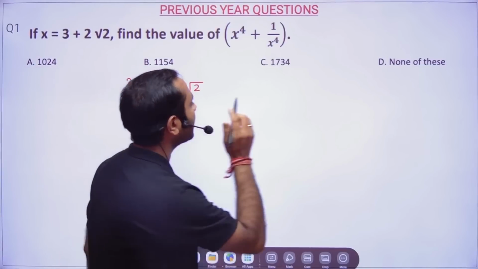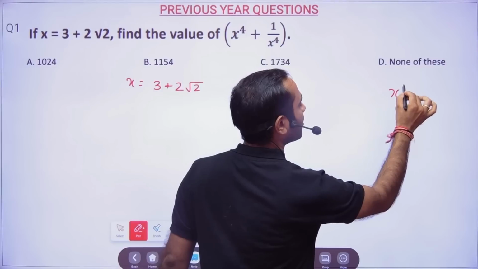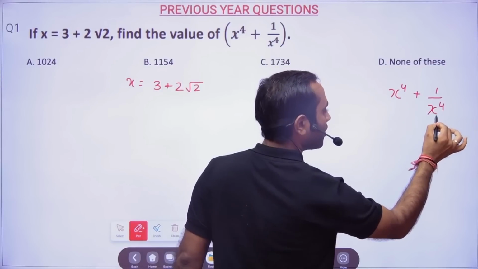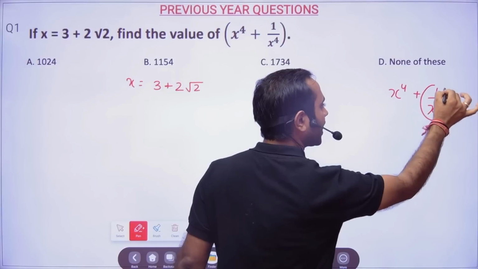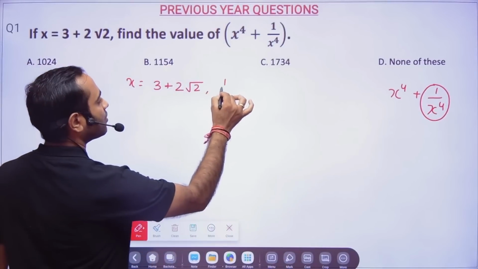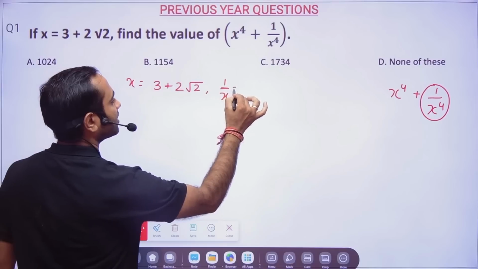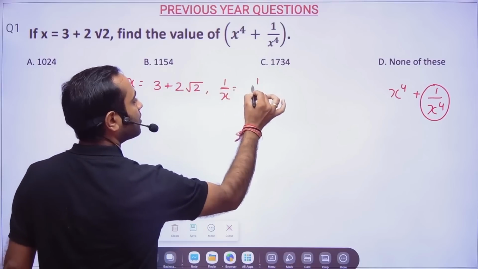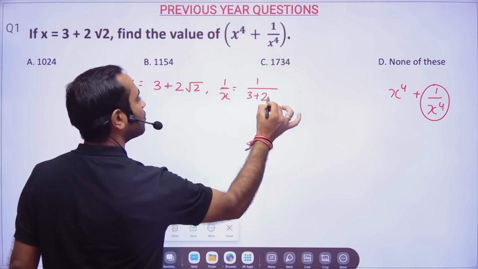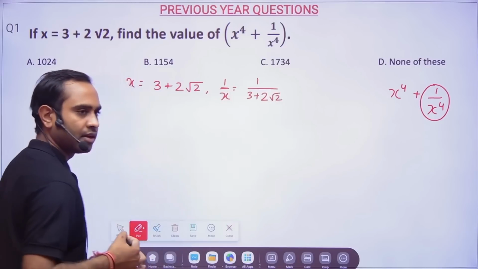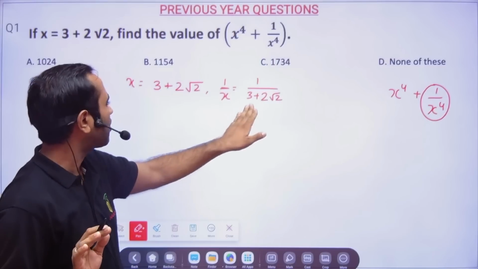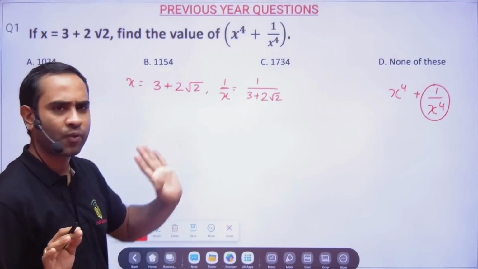Here they are asking x to the power 4 plus 1 divided by x to the power 4. So it is very clear that we first have to get 1 by x. So 1 by x will be equal to what? x is 3 plus 2 root 2, so you just have to write it in the denominator. So 1 divided by 3 plus 2 root 2. It seems quite complicated.